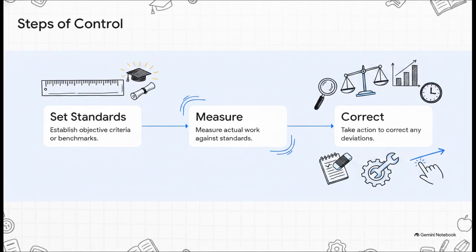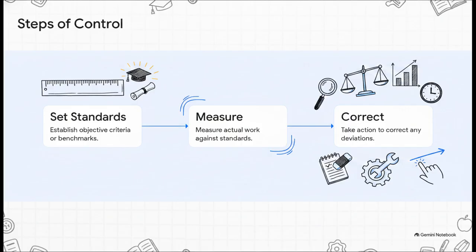All right, how do we actually do this? The control process breaks down into 3 mandatory steps. Step 1 is setting standards. These are your objective benchmarks. Step 2 is measuring the actual work being done against those standards. And step 3 is correcting deviations, taking real action when you find a gap. The absolutely crucial thing here is the order.